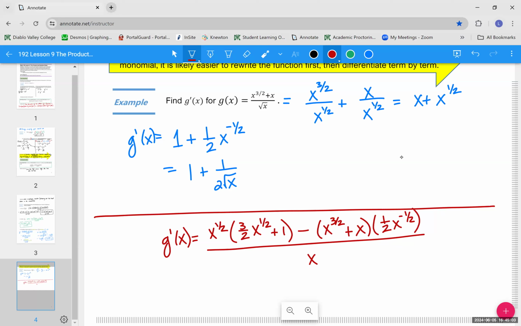Do you see what I mean? I'm not lying. Just because you have a quotient rule doesn't mean you should use it. Always think about, is it possible to simplify first? Because this looks awful and this was super easy.